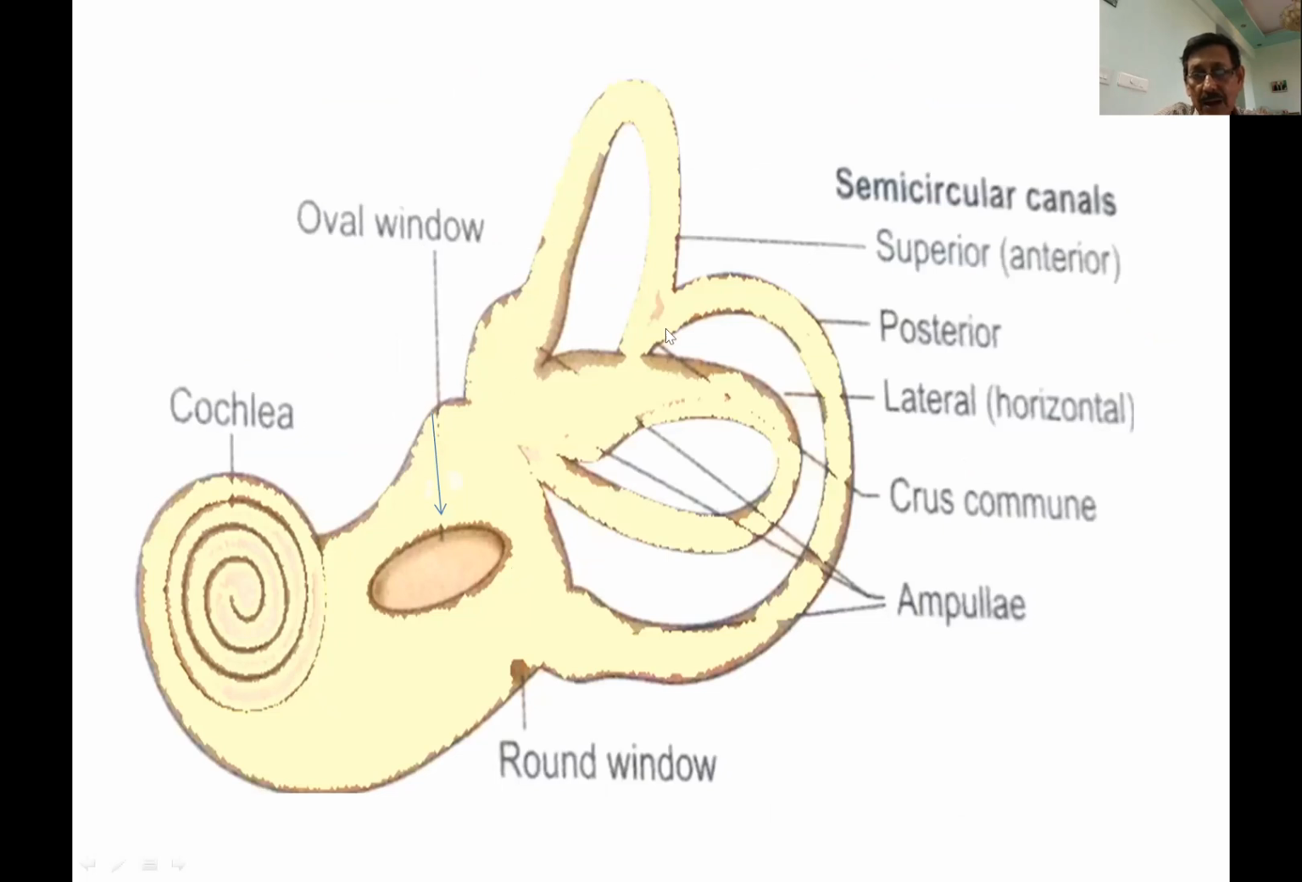The superior semicircular canal, the lateral semicircular canal, and the posterior semicircular canal. These are bony. Each bony semicircular canal has one ampullary end, that is a swollen portion, and another tubular portion. Both the tubular ends of the superior and the posterior semicircular canals join together to form a common opening, a common canal called the crus commune. But the lateral semicircular canal opens inside the bony vestibule separately with two openings.